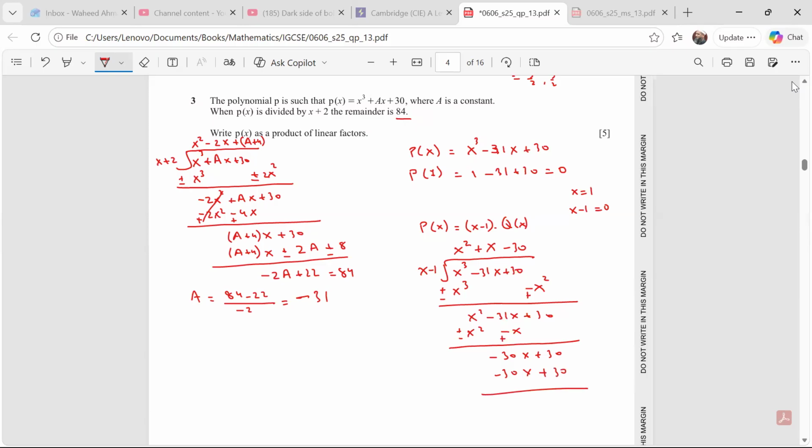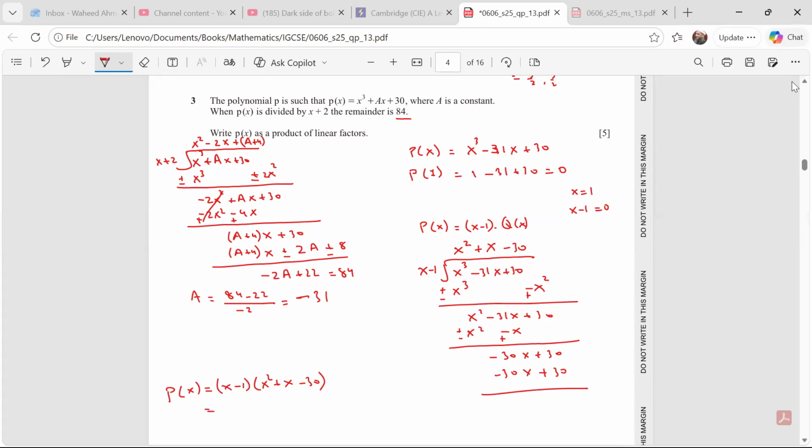Okay, so what did we learn so far? We learned that this given polynomial p(x) can be written as (x - 1) into (x² + x - 30). Makes sense? Because when we multiply these two polynomials, we get this given polynomial p(x).